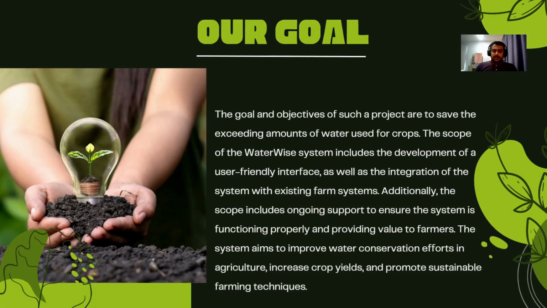The goal and objectives of such a project are to save the excessive amounts of water used for crops. The scope of the WaterWise system includes the development of a user-friendly interface as well as the integration of the system with existing farm systems. Additionally, the scope includes ongoing support to ensure the system is functioning properly and providing value to farmers. The system aims to improve water conservation efforts in agriculture, increase crop yields, and promote sustainable farming techniques.